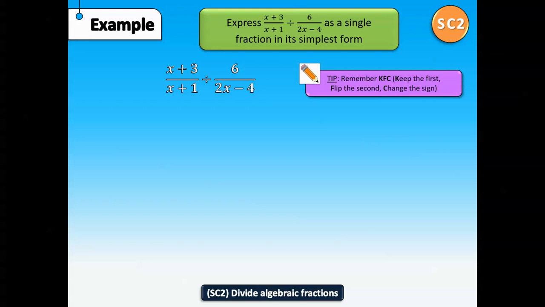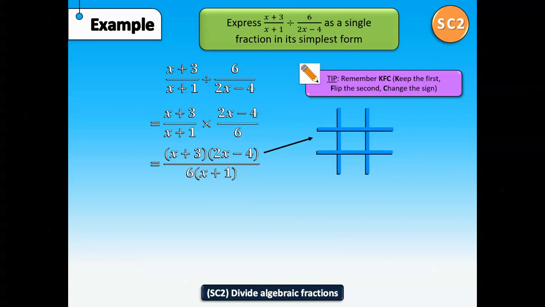So when we divide fractions, we use KFC, keep, flip, change. So we keep the first fraction as it is, we flip the second fraction, and we change the divide to a times. So now we multiply the numerators together and multiply the denominators together.